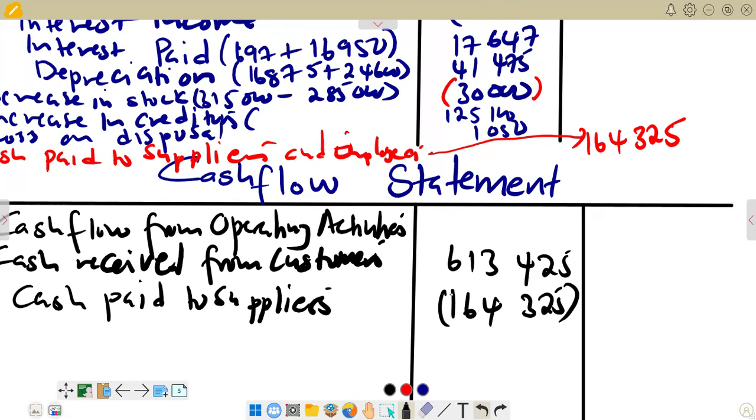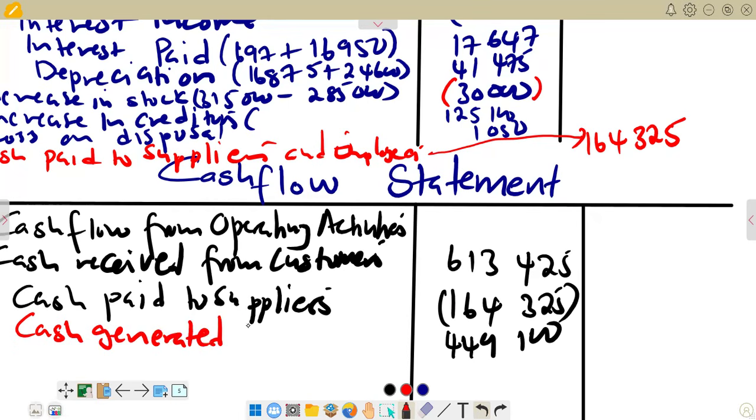Then when we say cash received from customers minus this figure, 164,325, we are going to get 449,100. And this figure that we are getting here is now cash generated from operations. So this is what we have at this stage.